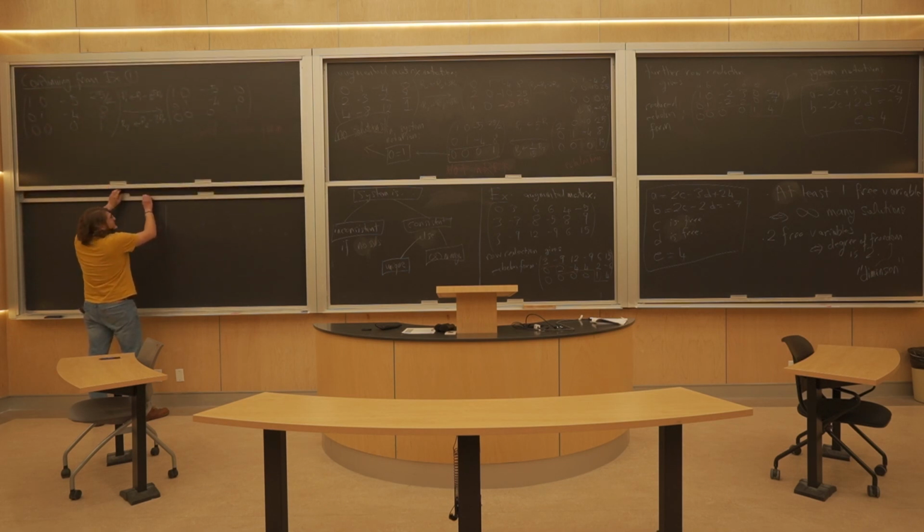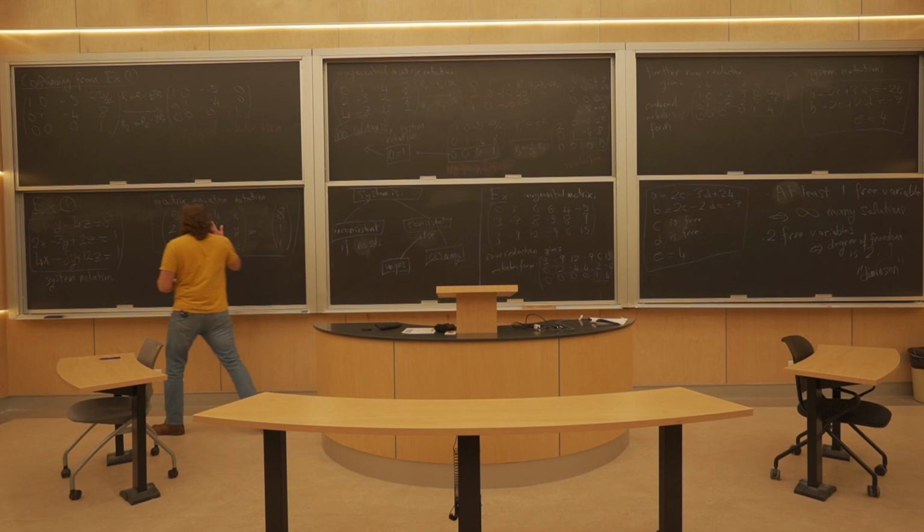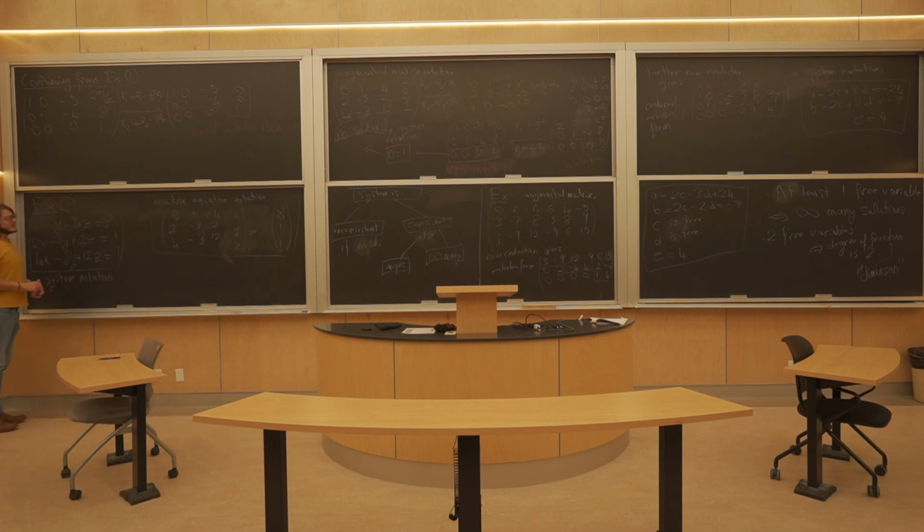I'm not going to give you the precise description of what it means for a matrix to be in echelon form or reduced echelon form. Instead, I'm going to list all possible echelon forms and reduced echelon forms for, I think, 2 by 3 matrices.